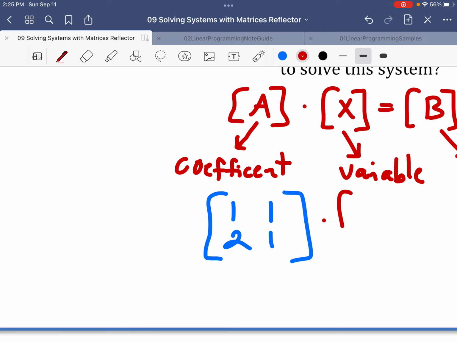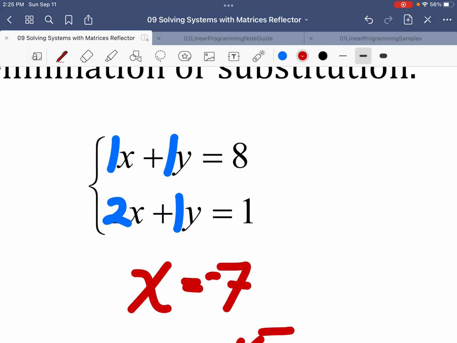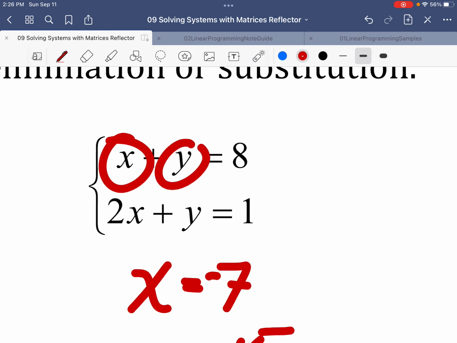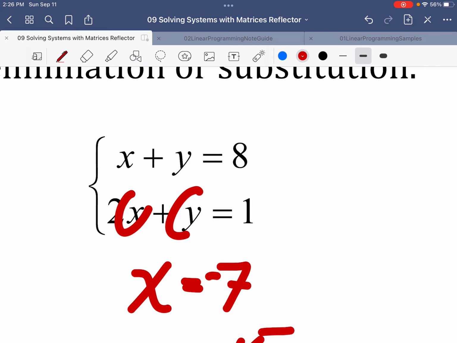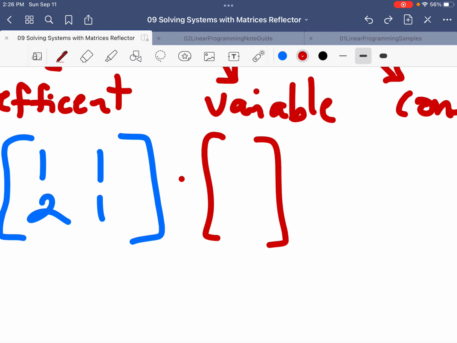Now, matrix X is the variable matrix. The variables, it's not a trick question, the variables are x and y. And we always want to make sure that we use the same order that we see them in. So x comes first, then y. And of course, that's the same way in the second equation, x then y. So that means that my variable matrix will be the matrix that contains x and y.